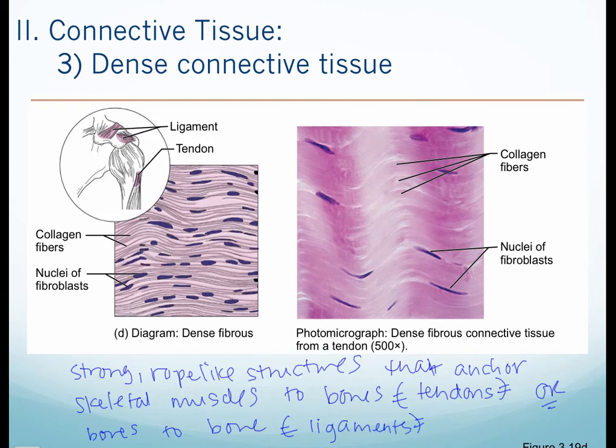Right, so here are ligaments. This is one bone to the other bone. And then tendon, here's our muscle attaching that towards our bone, so that's being the tendon.